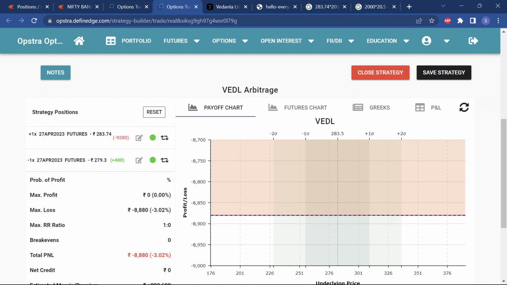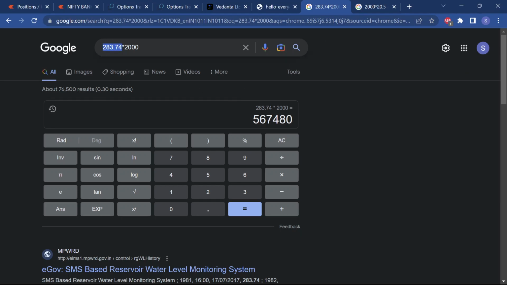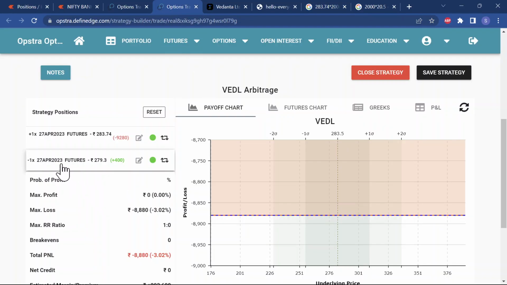If I close all the legs in a matter of 1 week, 30,000 profit is something really good. And what is the capital required? Of course, for buying the shares, you need a lot of capital. 283.74 is my buy price into number of shares. This is the capital required. And anyway, for shorting futures, I use collateral. So that means 5.7 lakh is the capital required for this strategy, and expected profit is around 32,000.